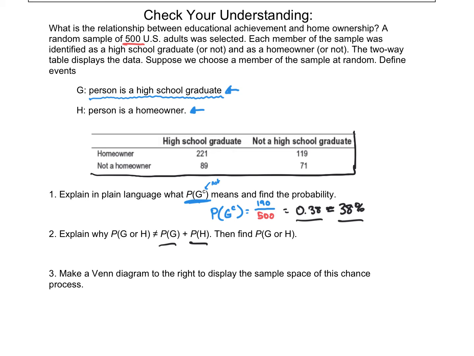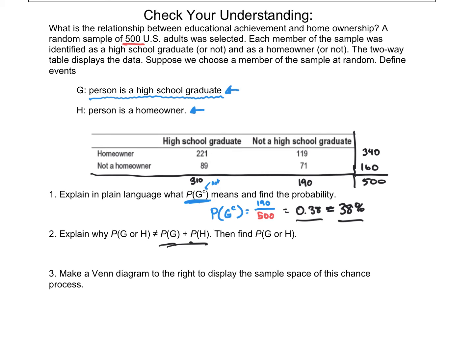221 plus 119. That's 340 total homeowners. 89 plus 71. That is 160 non-homeowners. 119 plus 71. That's 190 of these people. 221 plus 89. And that's 310 of these people. Remember, it's giving me a total of 500. That's just going to help make it a little easier. All right, here we go.